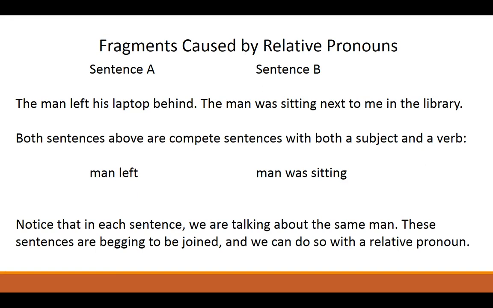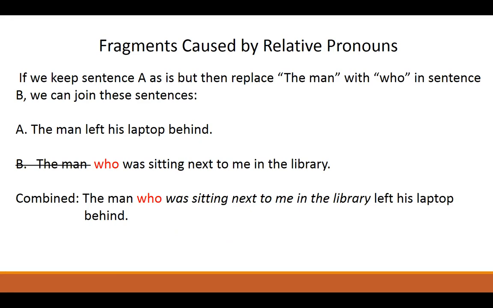The man was sitting next to me in the library. Verb is was sitting. It's a verb phrase. Who was? The man was. Sitting next to me in the library is a prepositional phrase showing where. Again, all we're worried about are subjects and verbs. Now, they are both complete sentences, each containing a subject and verb, but we can join them with a relative pronoun. In fact, notice we're talking about the same man in each sentence, right? These sentences are begging to be joined, and so we're going to do that with the relative pronoun.